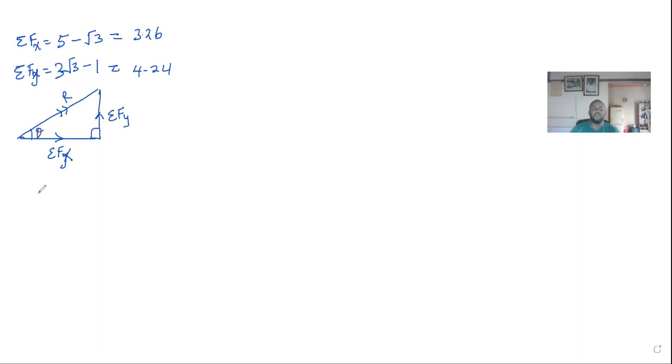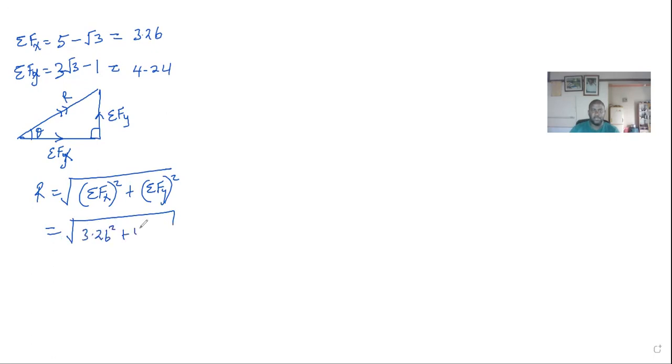Therefore, the resultant R will be the square root of the sum of the forces in X squared plus the sum of forces in Y squared, which will give us the square root of 3.26 squared plus 4.24 squared. What answer do you get? 5.34.